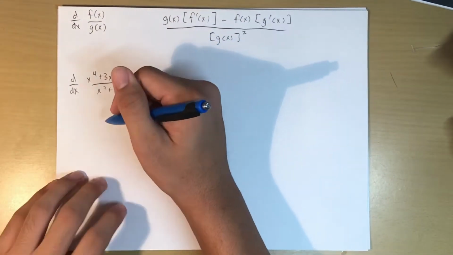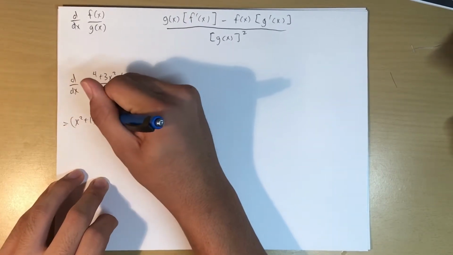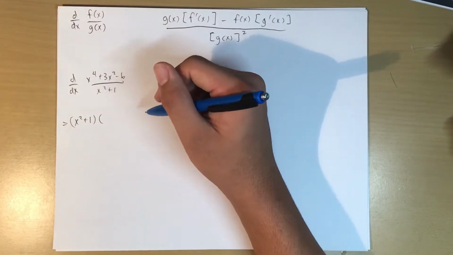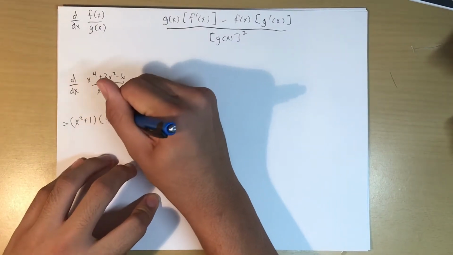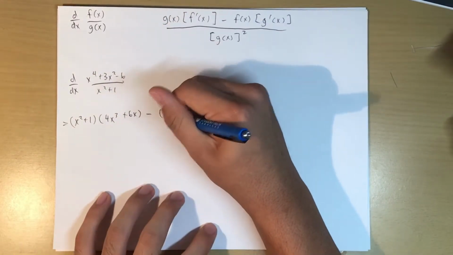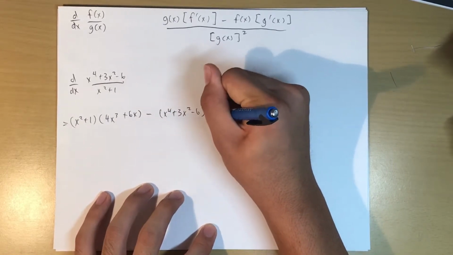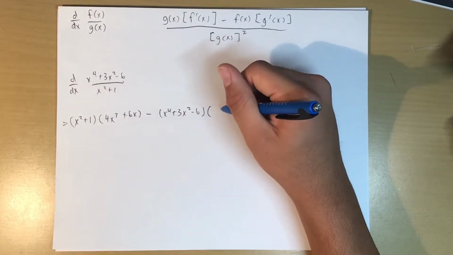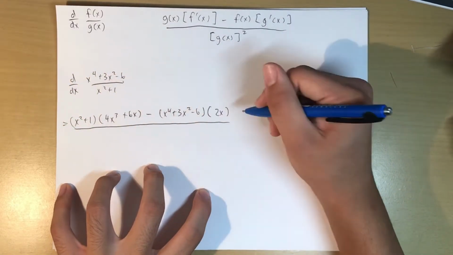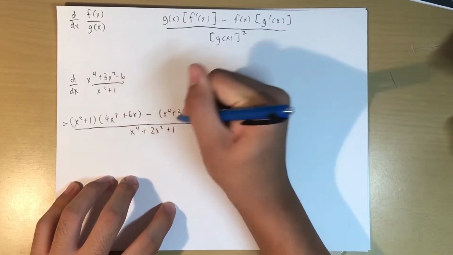Using the quotient rule, we can rewrite this as g of x, which is x squared plus 1, multiplied by the derivative of the numerator, f of x, and I'm just going to do this in my head to save some space, which is 4x to the 3rd plus 6x, minus f of x, which is x to the 4th plus 3x squared minus 6, multiplied by the derivative of x squared plus 1, which is just 2x. That's all divided by x squared plus 1 squared, which is x to the 4th plus 2x squared plus 1.